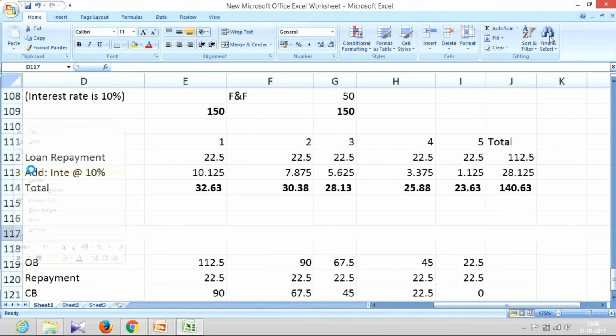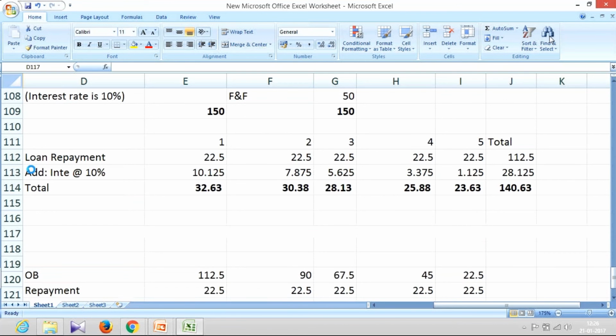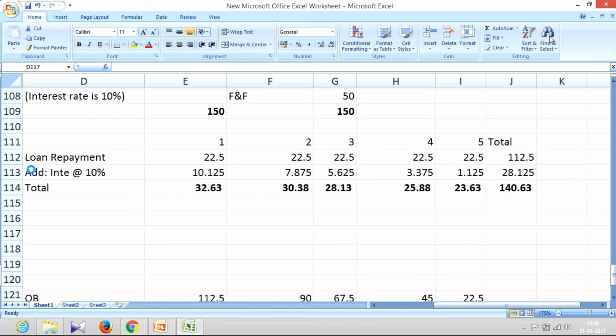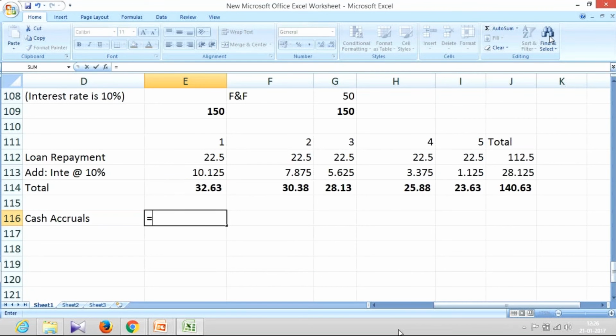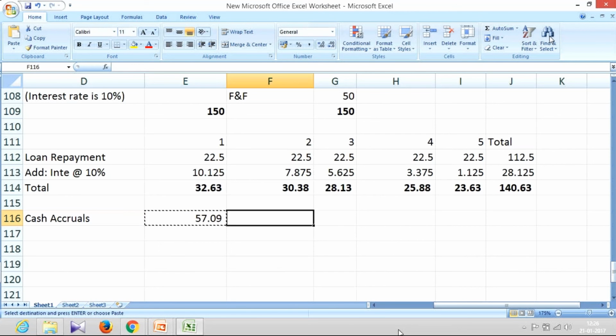So how? Let me do this. The banker would expect that you have a cash profit of at least 1.75 times your obligation. It means bankers are going to expect your cash accruals, technically we call it cash accruals, to be at least 1.75 times this 32.63. If you have a cash profit of 57.09, they would be happy. So in year 1, they would be happy if you have at least this much.